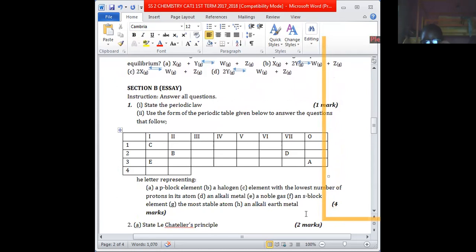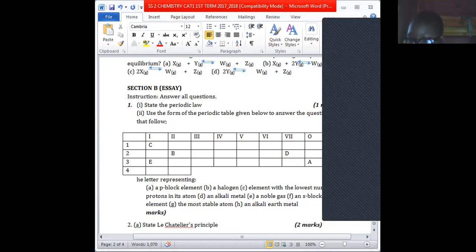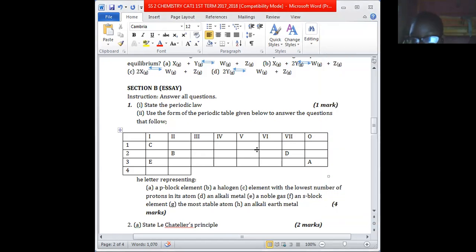Okay, state the periodic law. The properties of the elements of the periodic table are a function of their atomic number. Okay, correct. The properties of elements are the periodic function of their atomic number. Good. Okay, they say use the form of the table below to answer the question. Please sum the total. What did you get for objective?